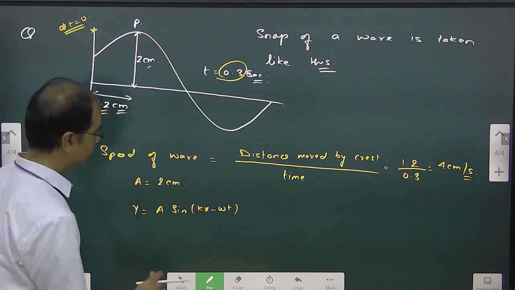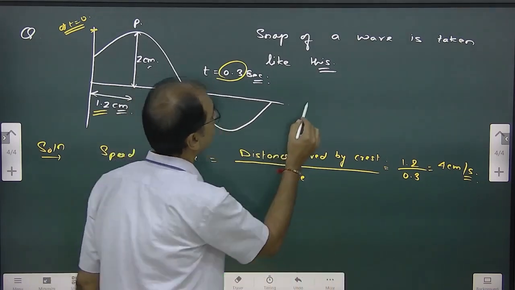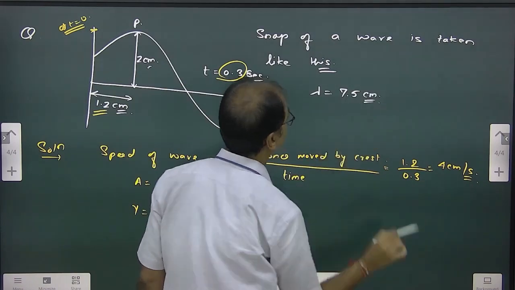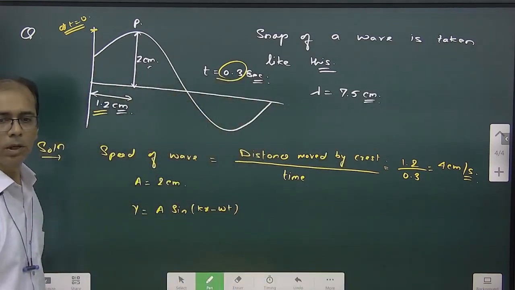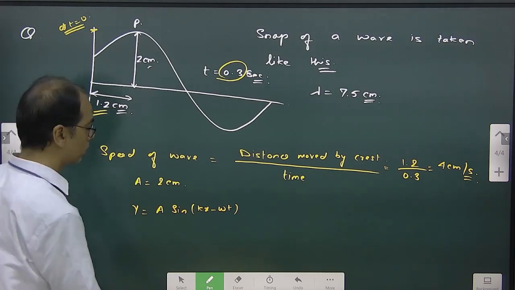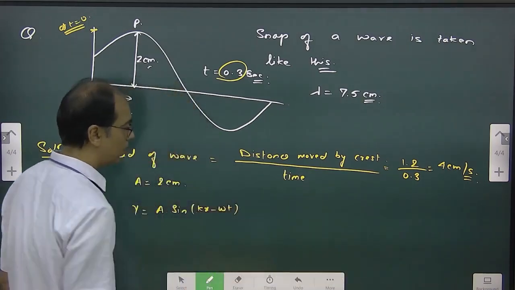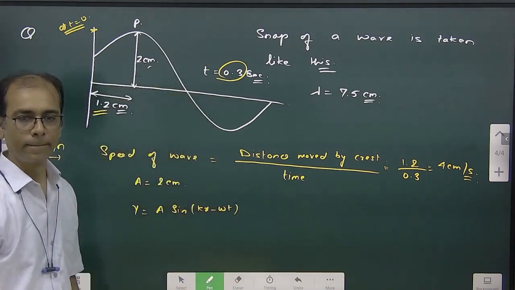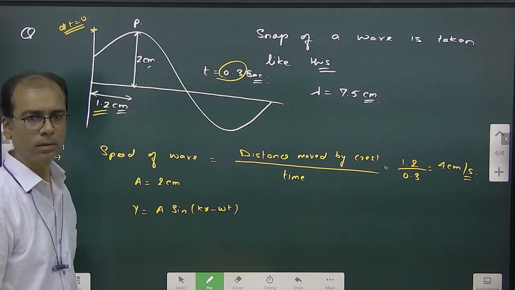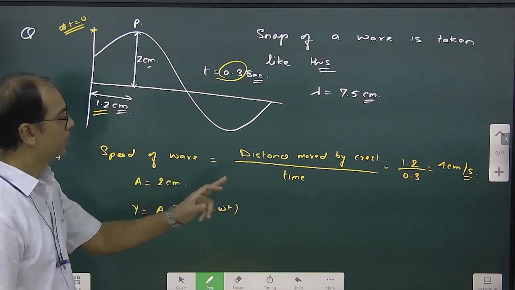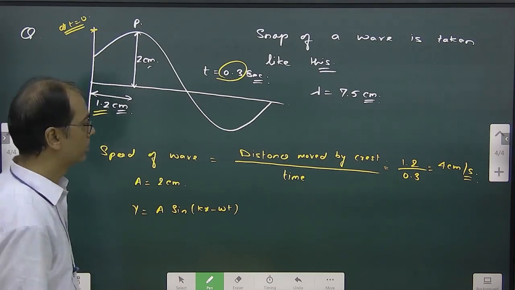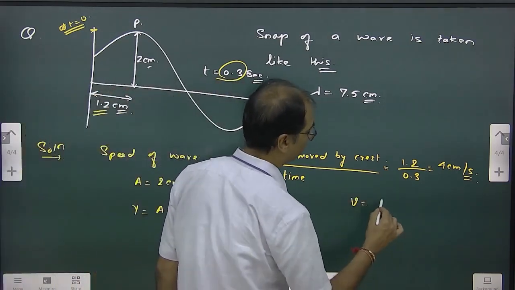So wavelength we will take. Okay, take wavelength as 7.5 centimeter. Wavelength information is given to you in the question itself. Now what's left? Omega. How to get it? We know speed equal to frequency into wavelength. The wavelength is given, speed we have. So definitely we can find frequency also. Let's see. So speed equal to frequency into wavelength.